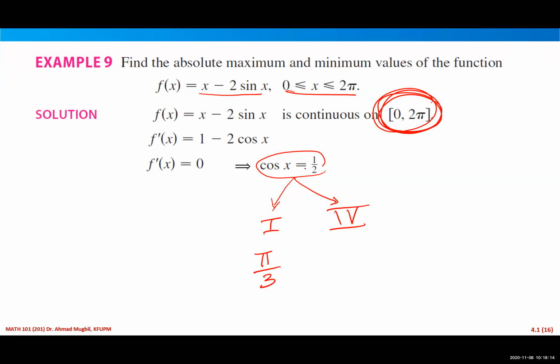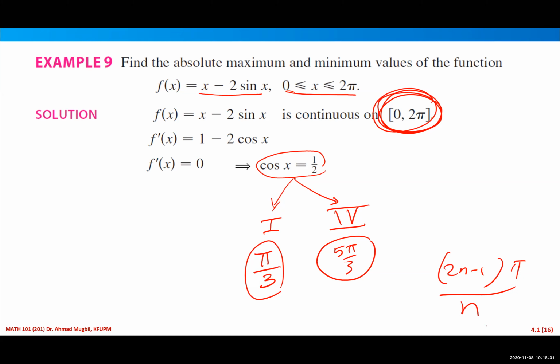So cosine x equals a half. In the first quadrant it is pi over 3. In the fourth quadrant it is what? It is 2 pi minus pi over 3. You remember that? So this is 6 minus 1, it will be 5. So it is 5 pi over 3. Be careful about this step.